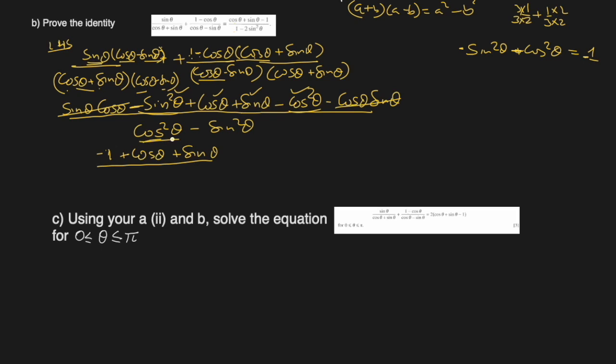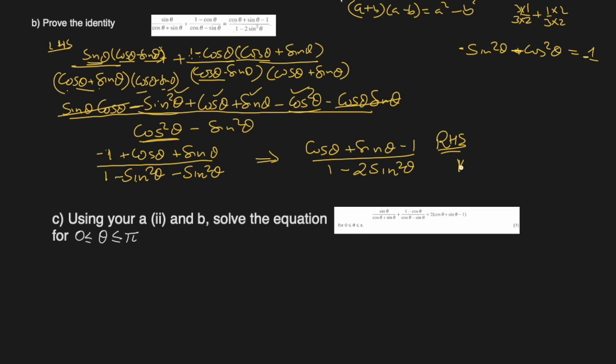That means this cos square theta must be changed, which will be, from this identity only, 1 minus sin square theta, and we have an additional sin square theta. Finally we got, let me write exactly the same thing, cos theta plus sin theta minus 1 divided by 1 minus sin square, and sin square becomes 2 sin square theta, which is the right hand side. That's why it's proved.